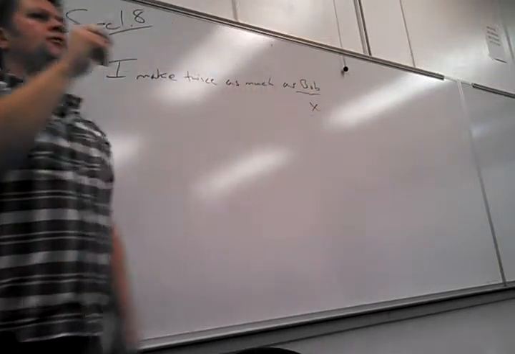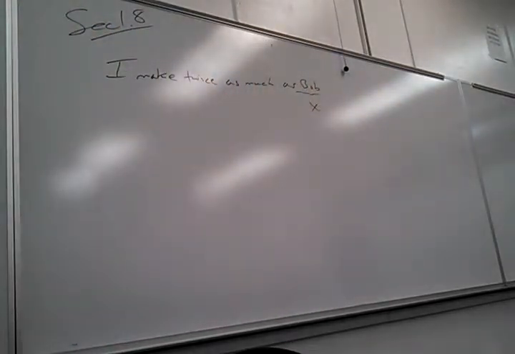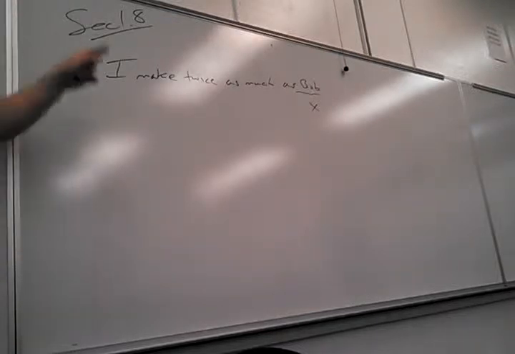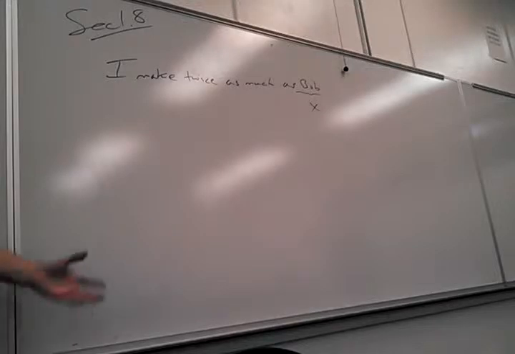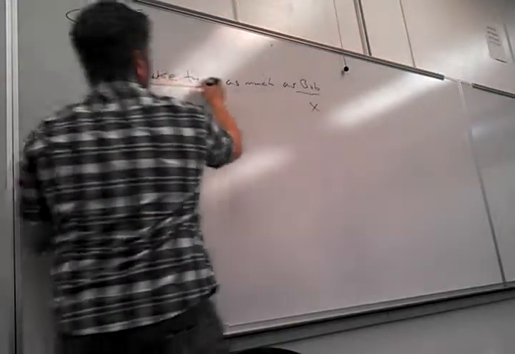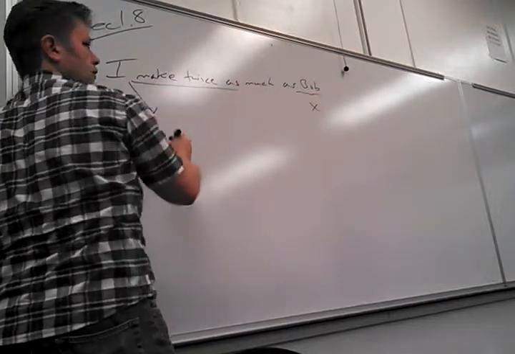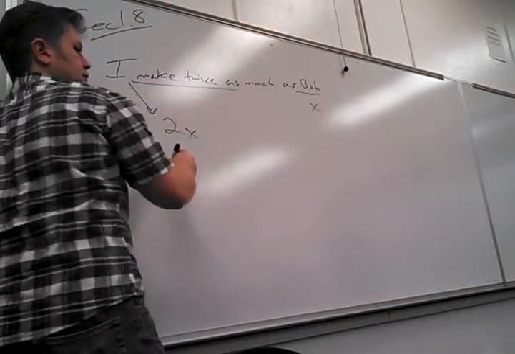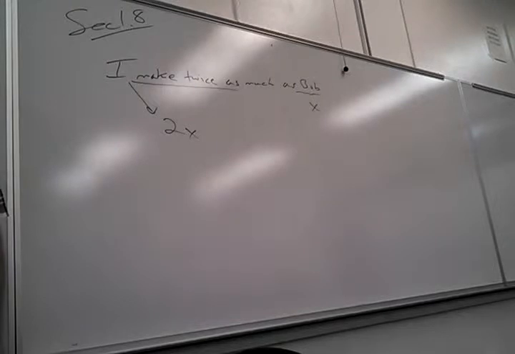So why does Bob make X? Because I don't have a clue how much Bob makes. So algebra says, okay, just call it X, because we don't know what it is. But the reason that's so useful, even though you still don't know what it is, is that you just call it X. So if I make twice as much, how much do I make? Twice X. Kind of with me?